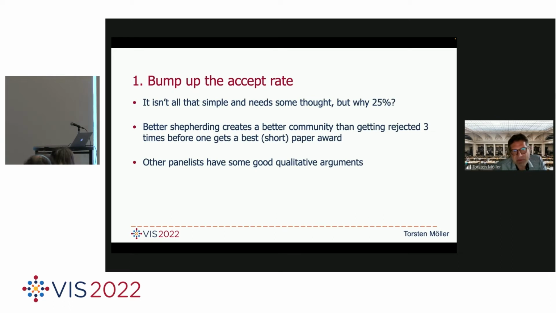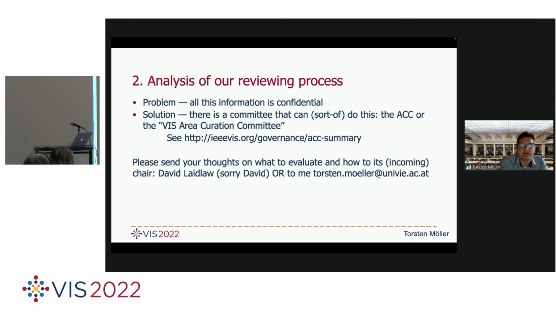The accept rate has been rather stable over the years, always around 25%, maybe a little less. And this needs a little bit of thought, but why exactly that 25%? And here I would encourage us to think about whether a more thorough shepherding process would actually improve us as a community after all, rather than having the authors get rejected and try again and get rejected and try again, and then in the end get a best short paper award, as was exemplified by some people at the conference. But other panelists also have some good qualitative arguments along those lines.